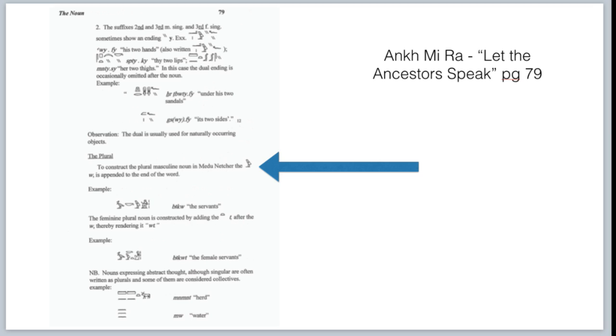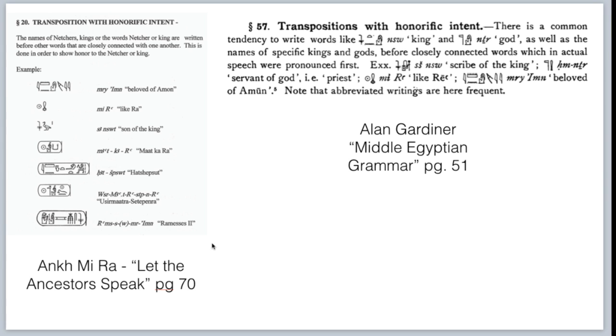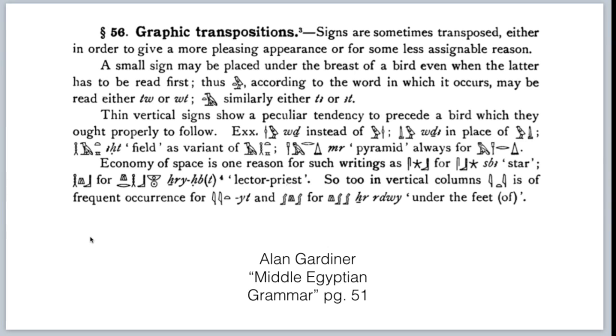Okay, I want you all to understand something. If you all can see this on the screen, when Gardner speaks about graphic transposition, there's only one small section. This is from page 51, a small little section. This is all he says about it in that section. You see how small it is? Just 2 little paragraphs, 3.